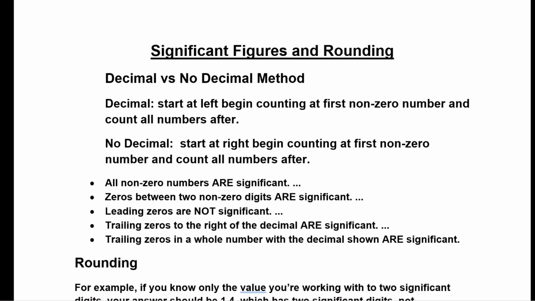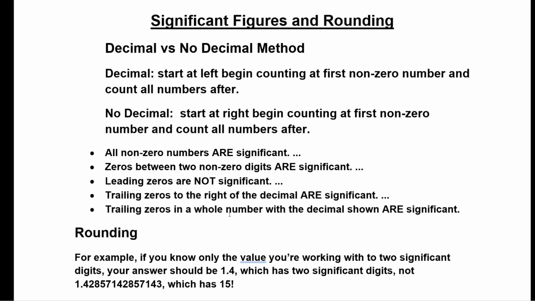So, significant figures and rounding. All right, so there's a neat trick here, the decimal versus no decimal method. So if there's a decimal, you're going to start at the left, and you're going to begin counting at the first non-zero number and count all numbers after. If there's no decimal, you're going to start at the right, and this time you're going to begin counting again at the first non-zero number and count all numbers after. So that's the neat trick, going left to right.